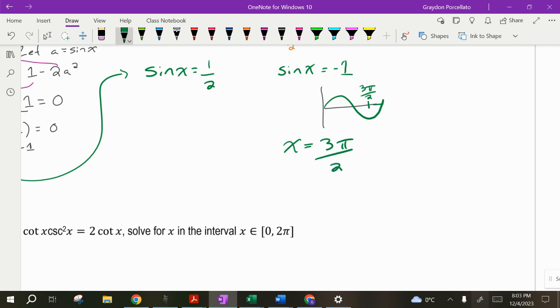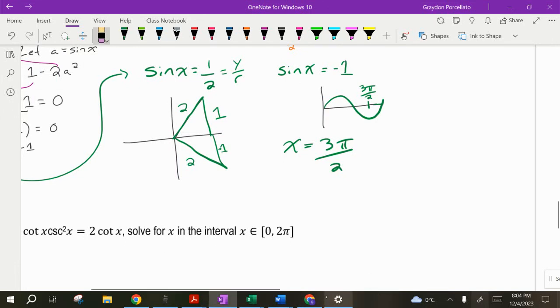My other solution is going to be, well, I'm going to draw this out. Oh, do some colors. 1 over 2 is y over r, right, for sine. So that means this side is 1, this side is 2. Oh, wait, I did that wrong. Sine is positive here and here. So this is 1, this is 2, this is root 3. And based on our special triangles, this angle is pi over 6. So pi over 6, pi over 6.